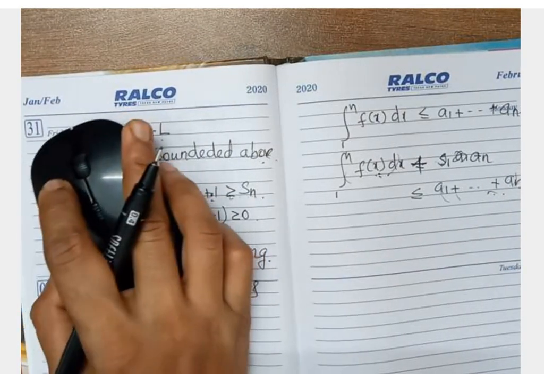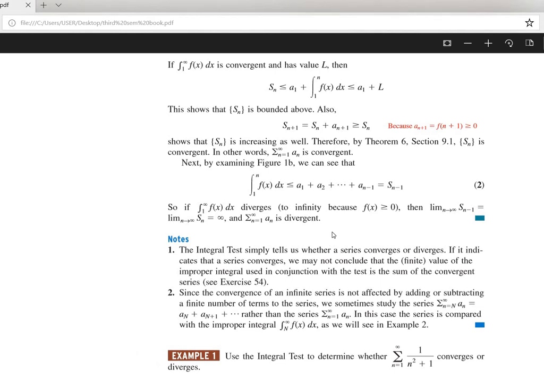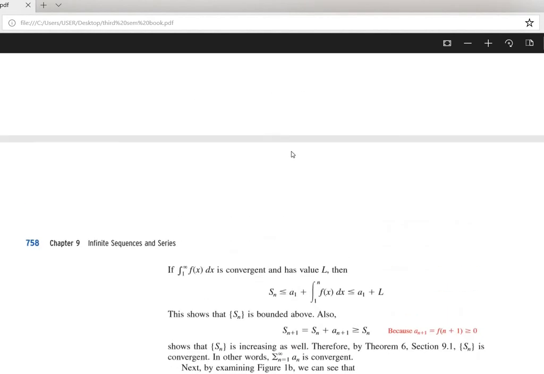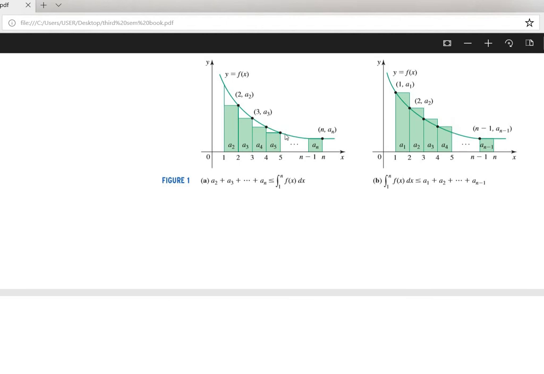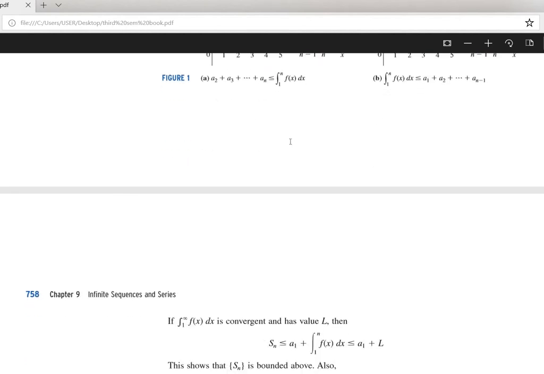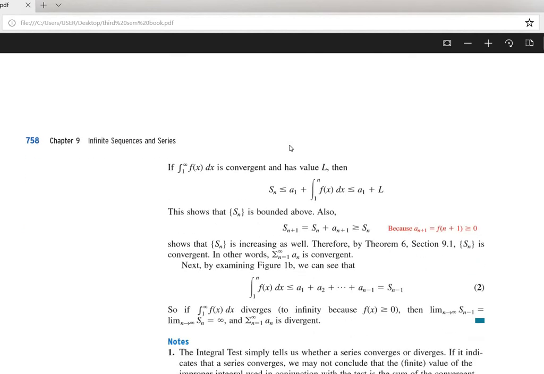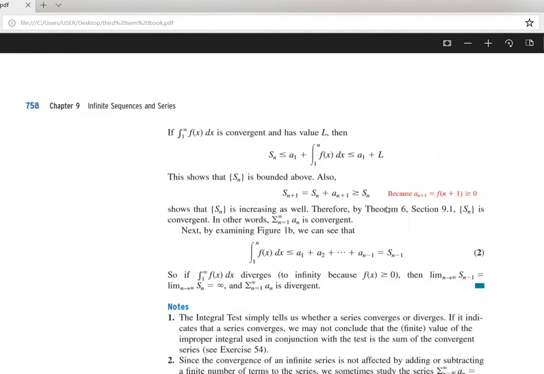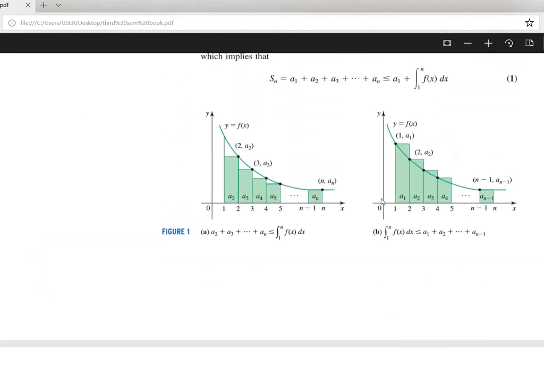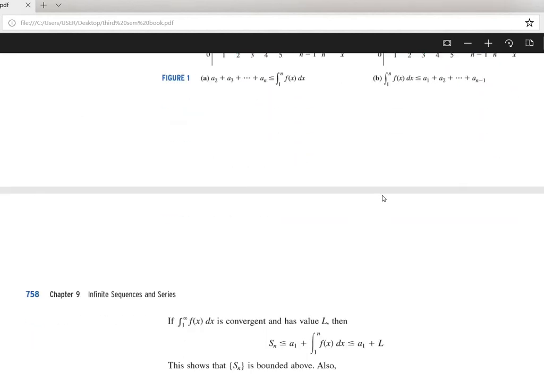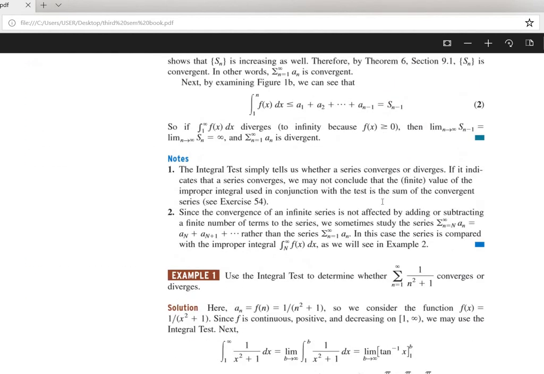Okay, you have to look through the textbook for this. Just listen. What we have done is consider these two graphs, taking the lower sum and the upper sum. From the lower sum we can see that the series is convergent if the integral is convergent, and from the upper sum we can see that the series is divergent if the integral is divergent. That is the result.